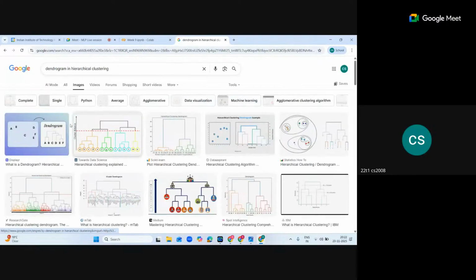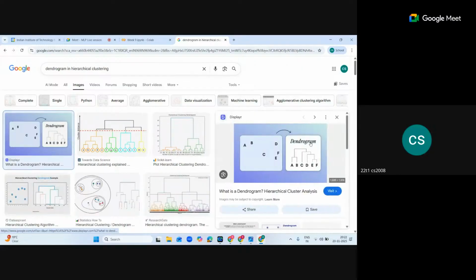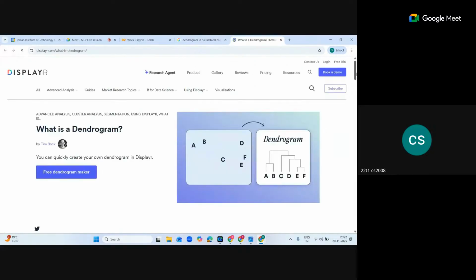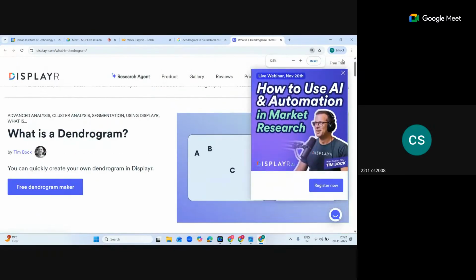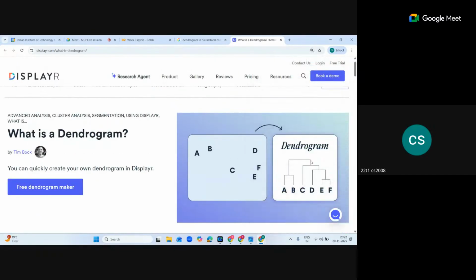Let's look at this dendrogram. What this is doing is very simple. It is just showing you how the mergers have happened. A and B were the closest, so they got merged first. Then E and F were closest, so they got merged. Then the EF cluster was very close to D, so they got merged with D.